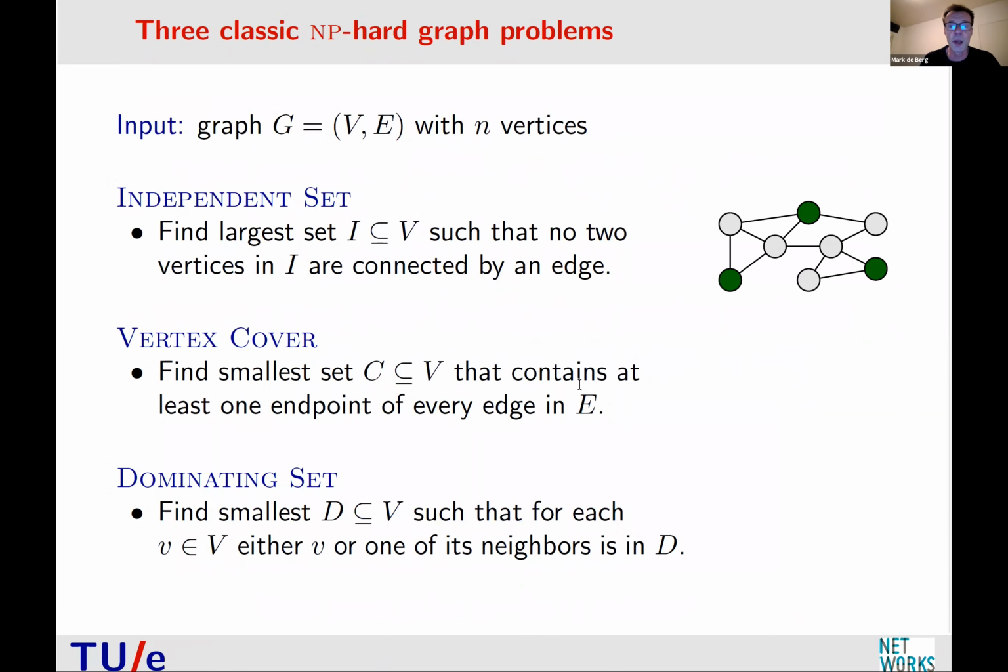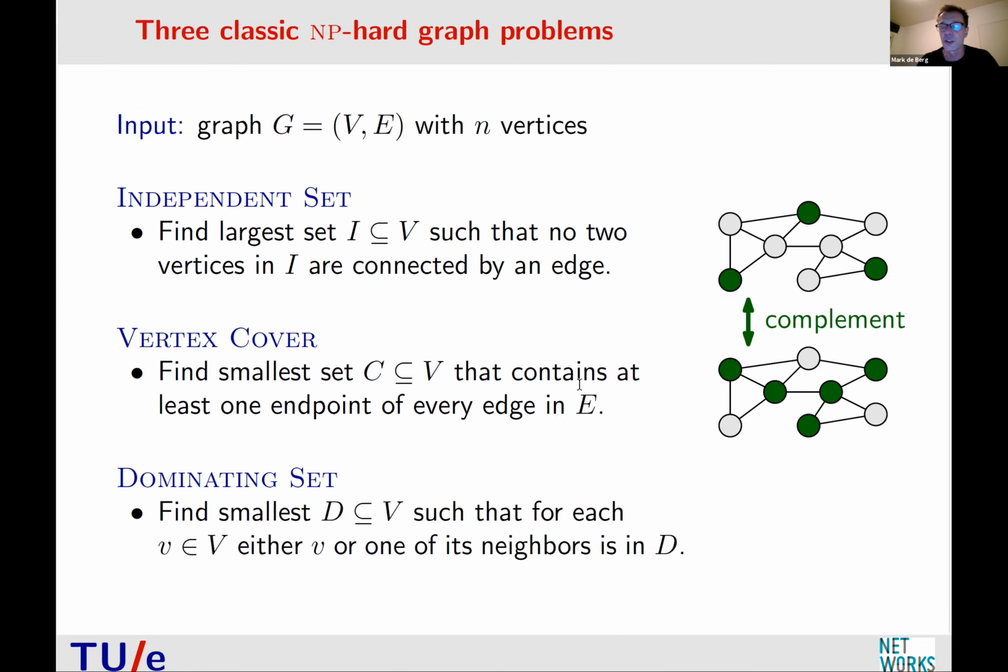For instance, independent set. I give you a graph. You want to find a set of nodes with no edges between them, an independent set that is as large as possible. Or another classic problem, vertex cover. Find the smallest set so that for every edge you have at least one of the endpoints in your set. And of course, these are just the complement of each other. If you have a minimum vertex cover, then the complement is a maximum independent set.